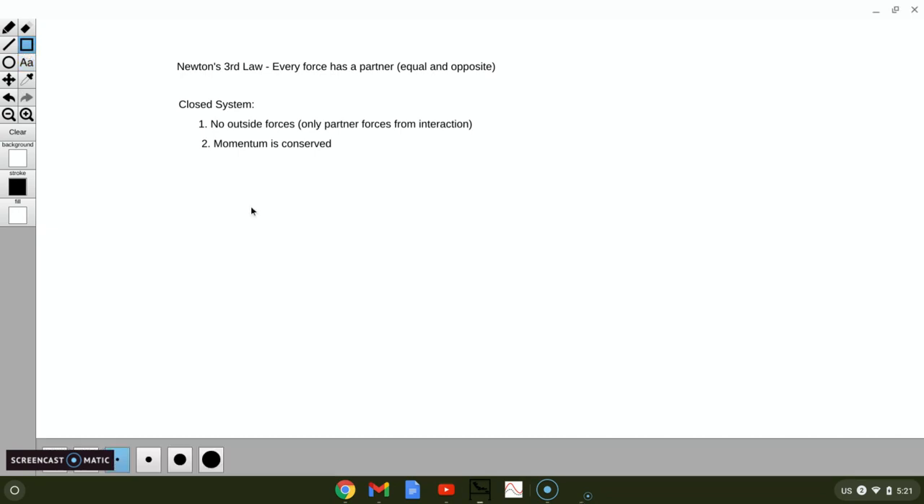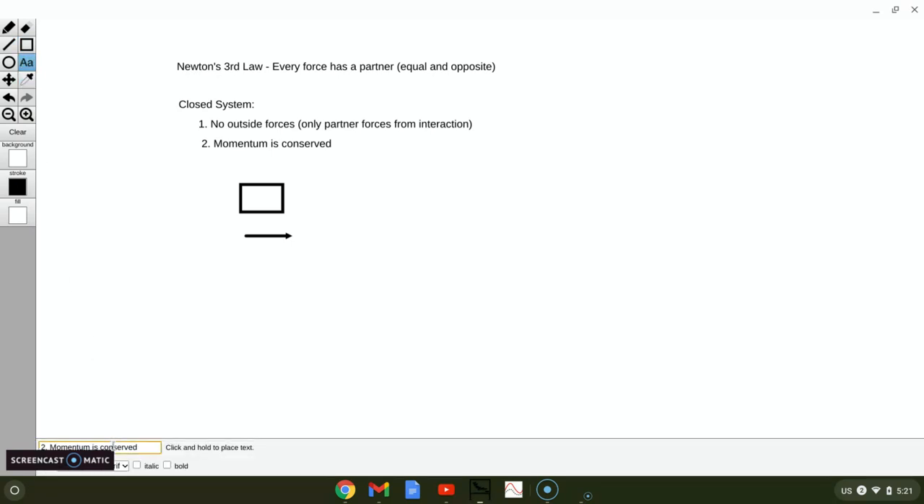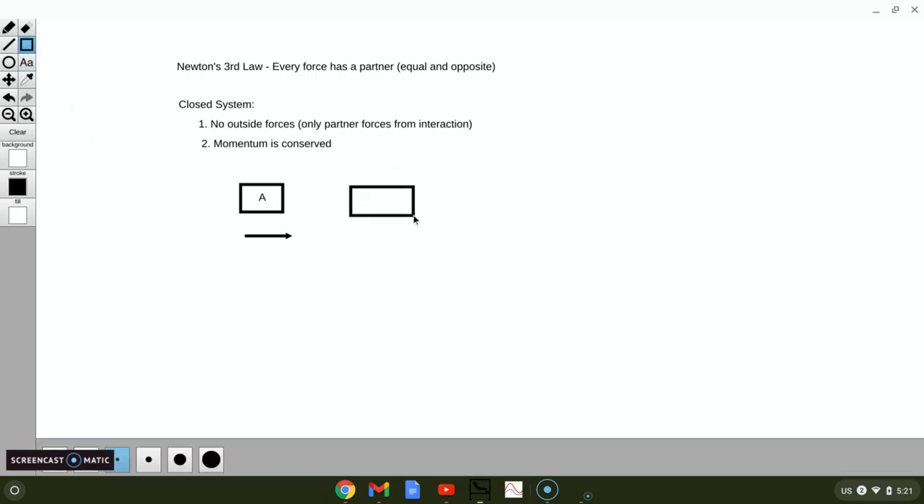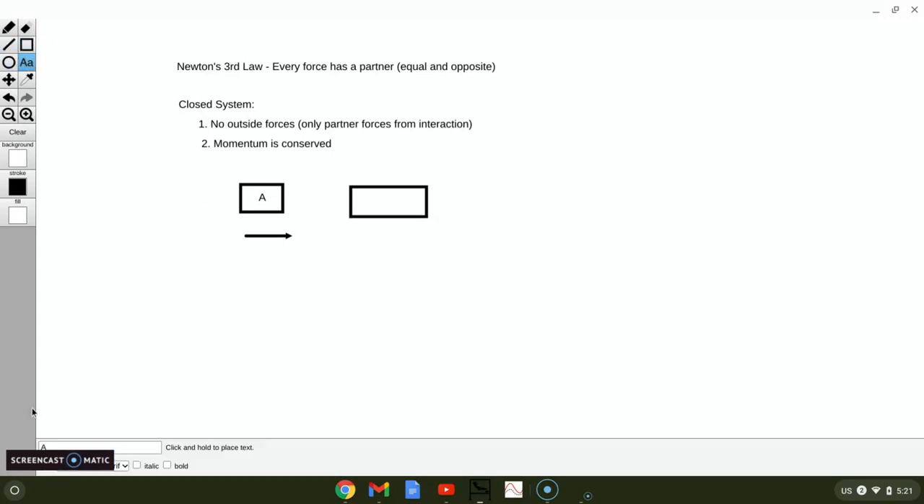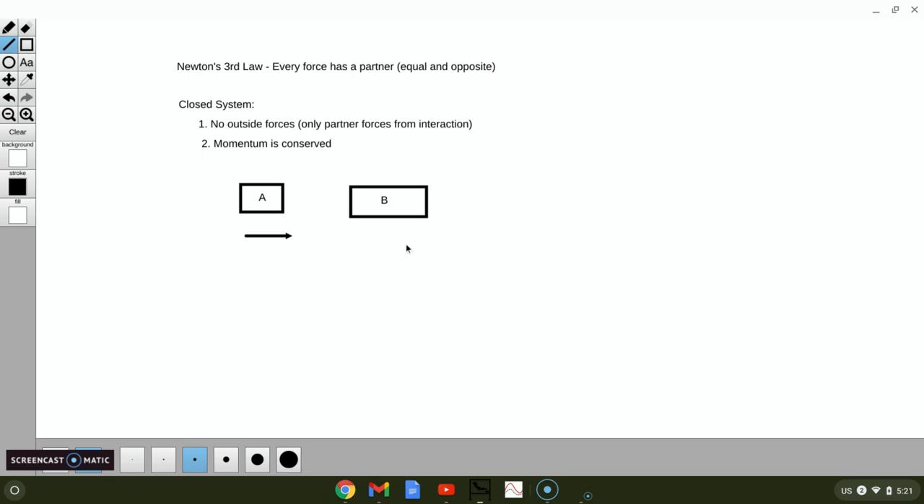So let's say we have object A right here, and object A is moving this way, and let's go ahead and label that object A. Then we have object B over here, and we'll say object B is a little bigger, sure, why not? And we're going to say that object B is moving that way.